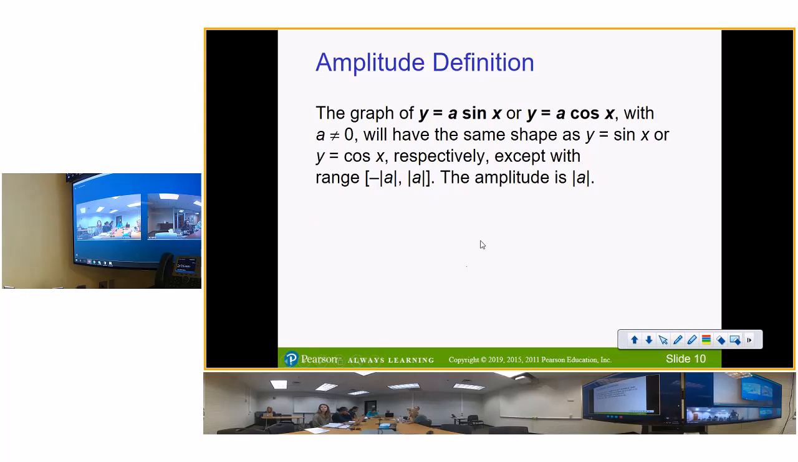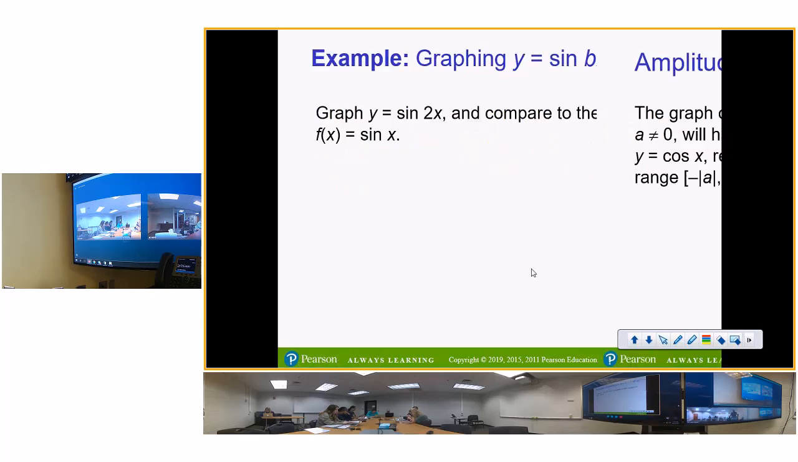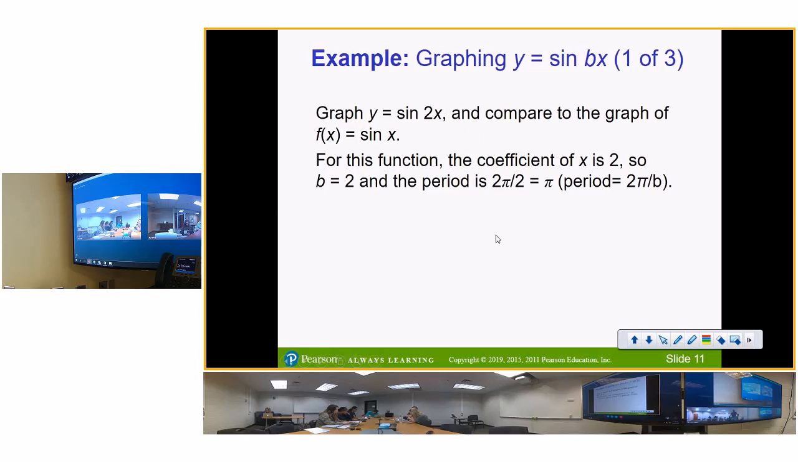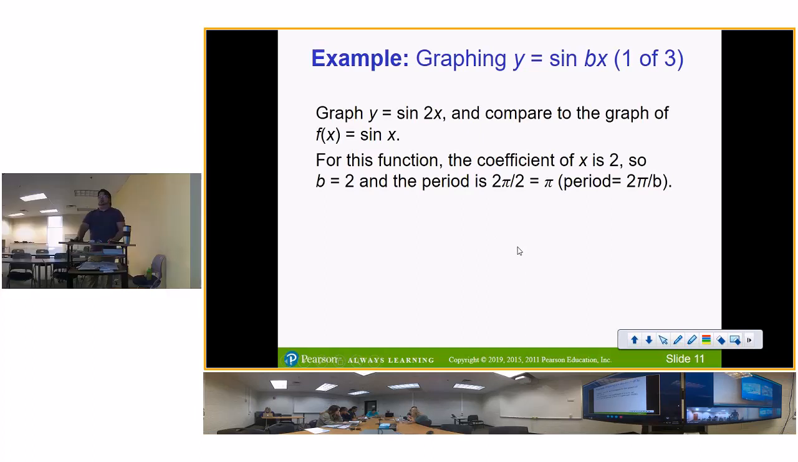The graph of y equals a sine of x, or y equals a cosine of x, with a not equal to 0, will have the same shape as y equals sine of x or y equals cosine of x. For sine of 2x, the amplitude is going to be 2, the coefficient of 2. So the period is equal to 2 pi over 2. All right? If we want to find the period, write this down.